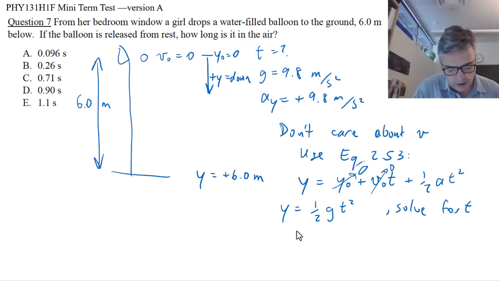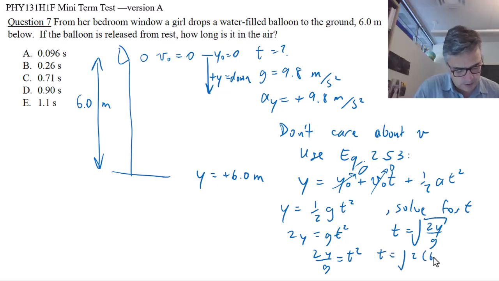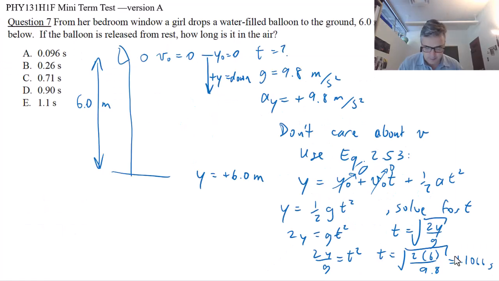Let's just rearrange. 2 times y is g t squared, so 2y over g equals t squared. So t is equal to the square root, and it'll be a positive number, of 2 times y divided by g. So t is equal to the square root of 2 times 6 divided by 9.8. 2 times 6 divided by 9.8 equals, square root, 1.1066 seconds, and that's closest to E.